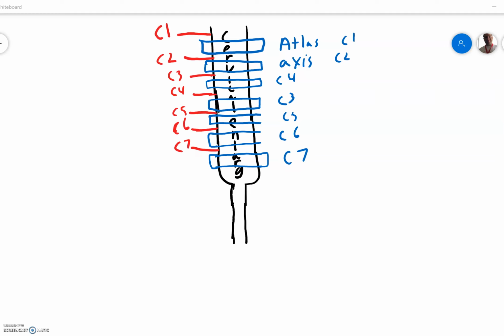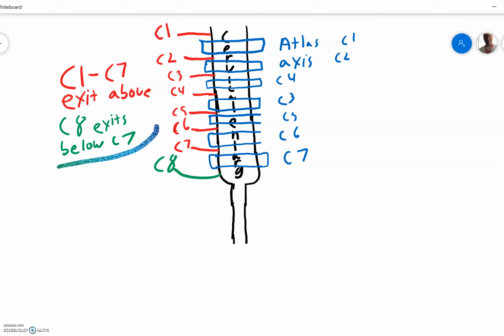C1 through C7 are going to exit above the vertebrae they are named after. C8 right here is going to exit below the 7th cervical vertebrae. C8, let's do a rainbow glitter, is exiting below the 7th cervical vertebrae.